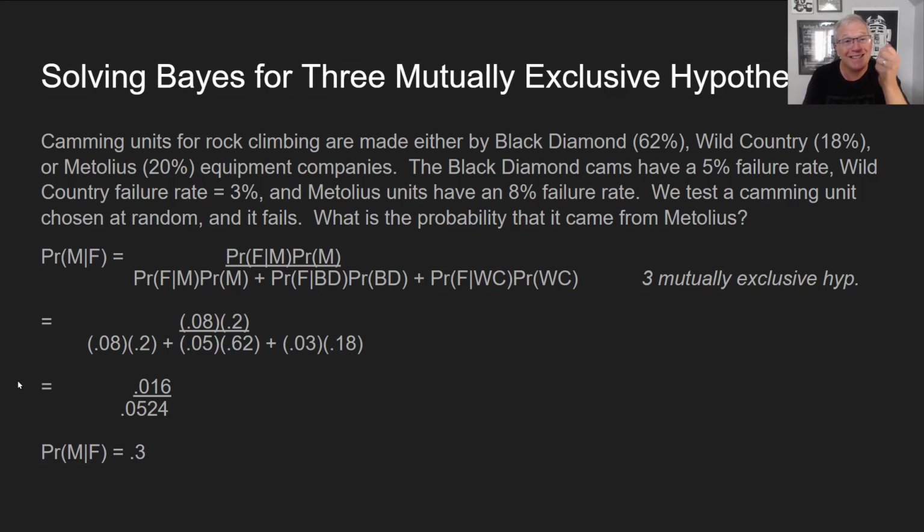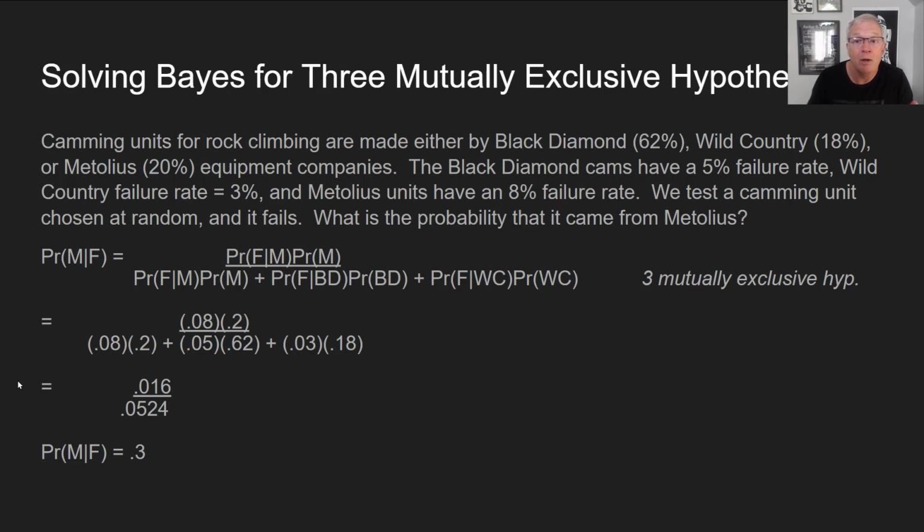Okay, so I'm trying to figure out, did it come from Metolius? This says that the probability it came from Metolius is only 30%. So I'm not going to do it here, but what you do next is that's only 30%, but we might want to know, well, which company did it come from? And I need to find out which one it came from with a higher probability.